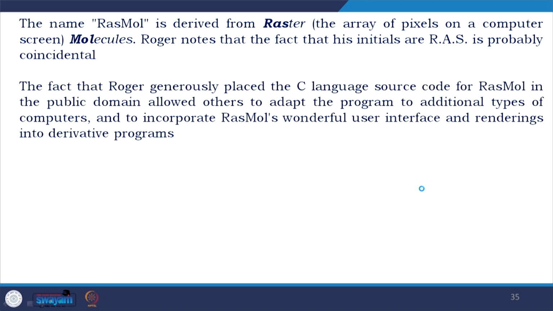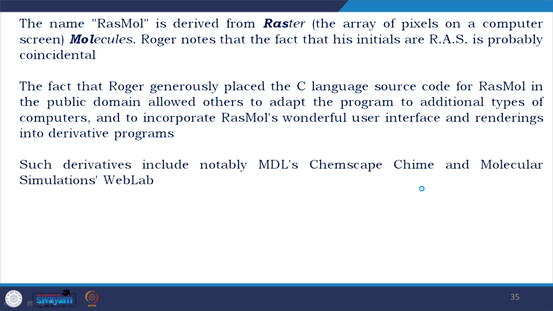The fact that Roger generously placed the C language source code for RASMOL in the public domain allowed others to adapt the program to additional types of computers and to incorporate RASMOL's wonderful user interface and rendering into derivative programs.